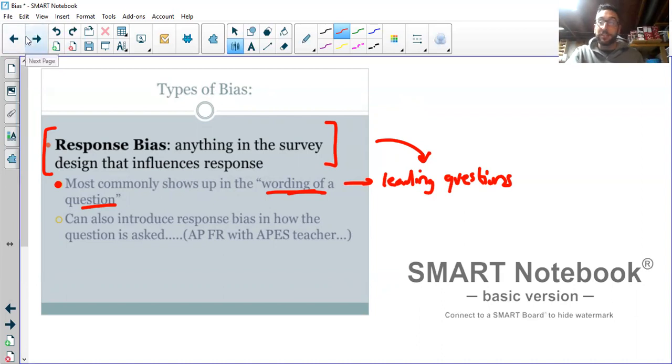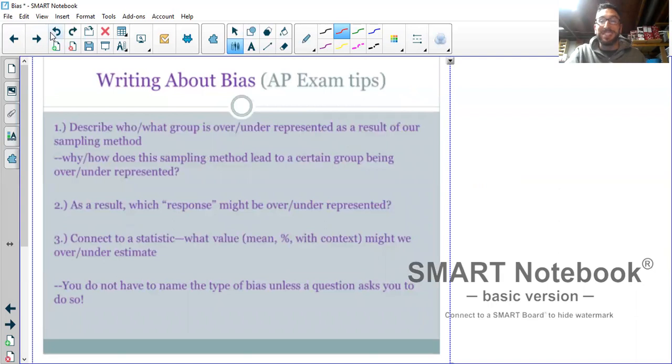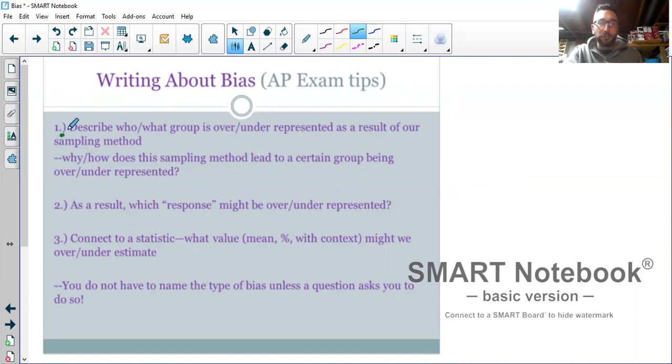Now, over the next couple of days, we want to focus more on how to write about bias on the AP exam. And so thinking about that, some tips that we definitely want in our notes too, like all this stuff in our notes. So when we're writing about bias, the first thing, or they don't have to be in this order, but one thing we want to do is we want to describe who or what group is over or underrepresented as a result of our sampling method.